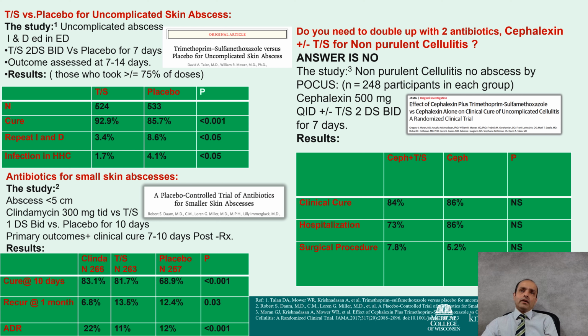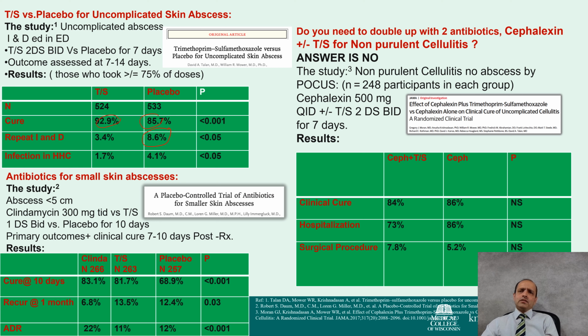What they did, they looked at uncomplicated abscess, I&D in the ED, and then they compared between Bactrim versus placebo for 7 days. What they found was the cure rate, as you can see here, was better with antibiotics, 92 versus 85. Then the need for repeat I&D was more with the placebo. So there was a benefit in the patient.